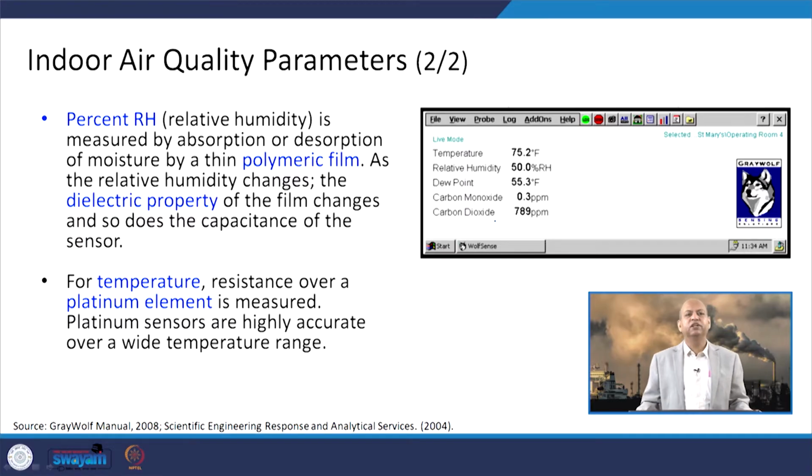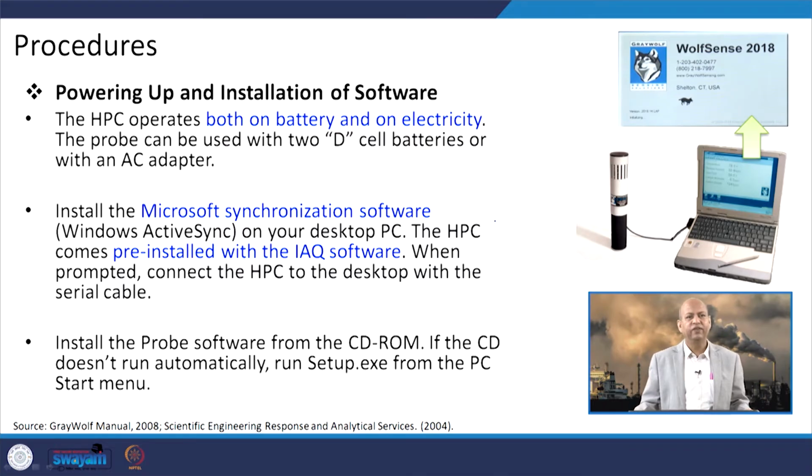If we talk about percent relative humidity, it is measured by either absorption or desorption methodology of the moisture by a thin polymeric film. When the relative humidity changes, the dielectric property of the film also changes. So, according to the variation, the concentration is measured. For temperature, basically we use the platinum element, which is quite robust to give readings about the temperature. So, this is the way different parameters are measured.